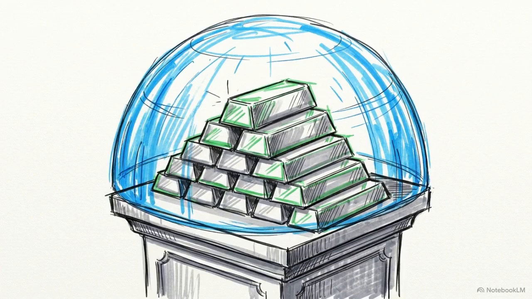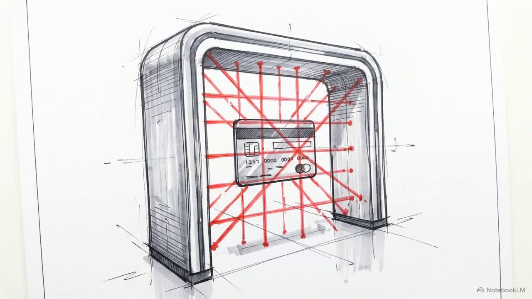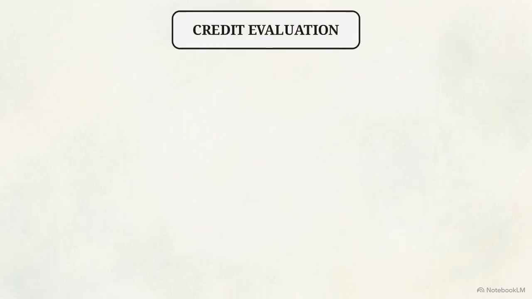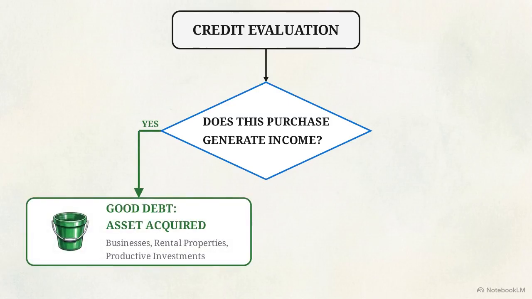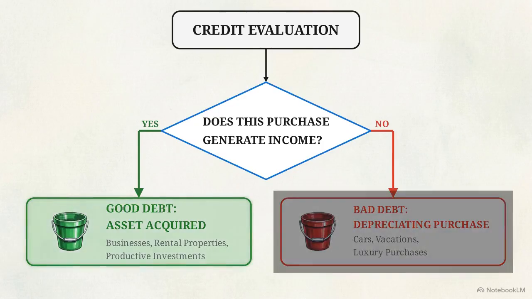Step 4 installs a defensive perimeter around your capital. Before committing to any large credit purchase, you must run it through a strict debt filter. This flowchart illustrates the debt filter logic. If you are borrowing money, ask yourself, does this purchase generate income? If yes, it is good debt buying an asset. If no, it is bad debt buying a depreciating liability.